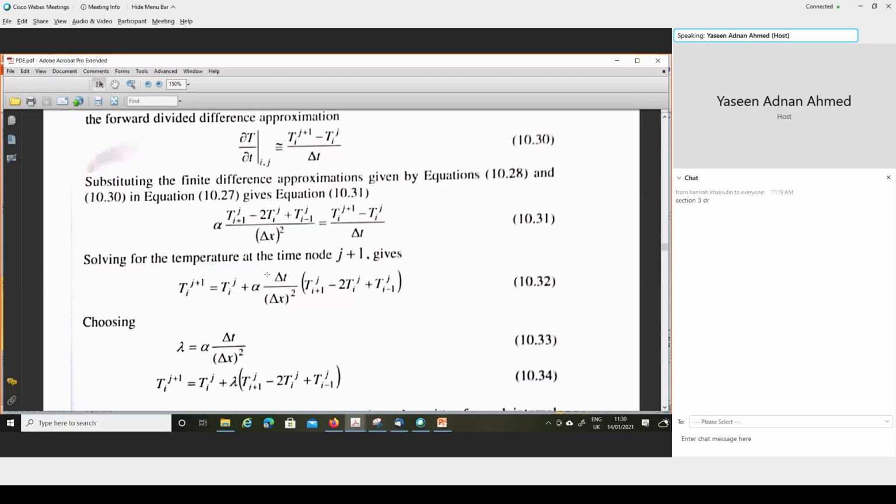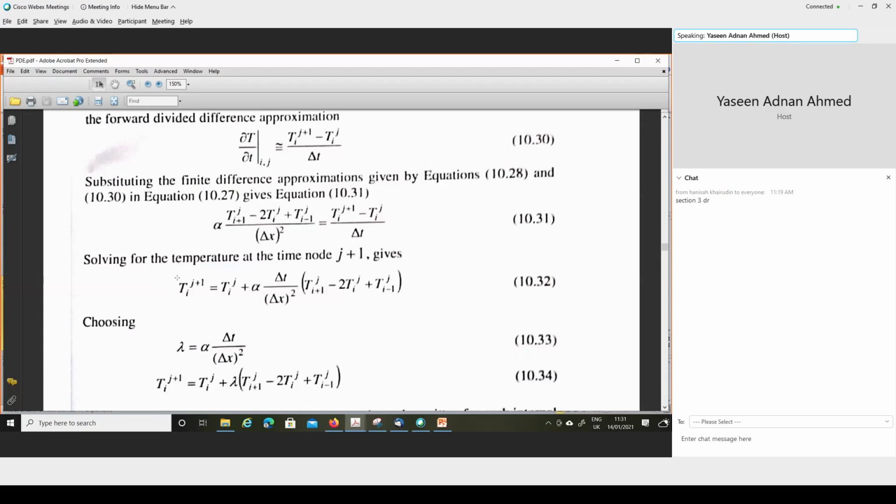Remember, the formation is your future value. i is the position x. j plus 1 is the time. Okay, so it means that your future prediction will depend on i, j. It means of course it depends on the different position, but it is always j. j plus 1 means the future value is depending on the time. It's very, very important to remember.